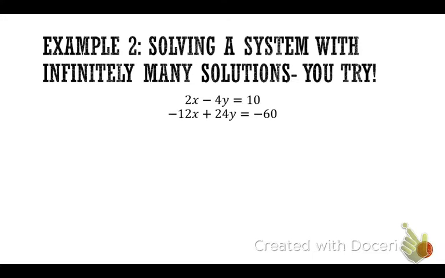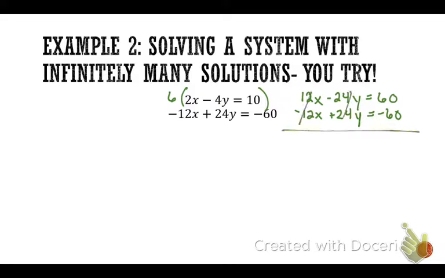All right, let's do another practice one. And then we will kind of finish up. I think we have one more problem after this. What did you multiply the top equation by? Positive 6. And you get 12x minus 24y equals 60. Now, when you start bringing over the other equation, you should probably notice something, right? Everything cancels. 0 equals 0.